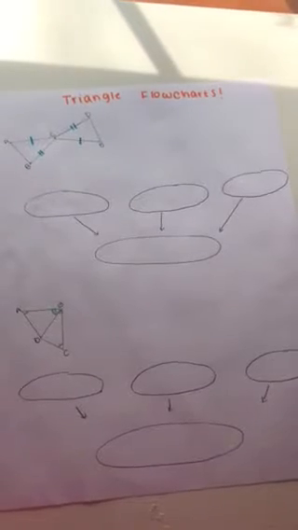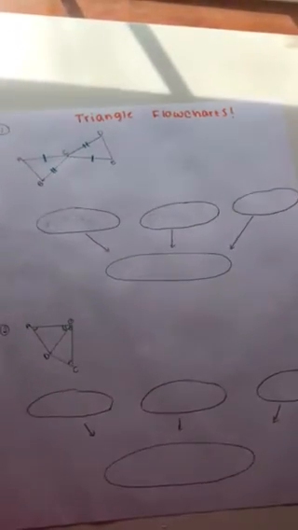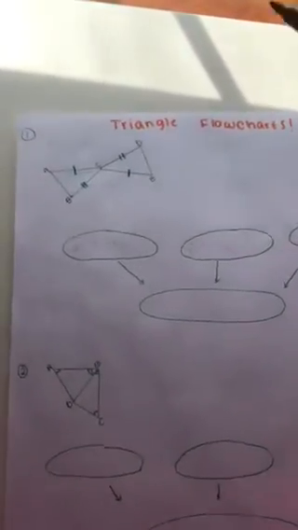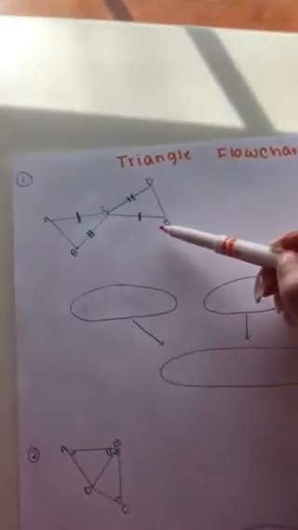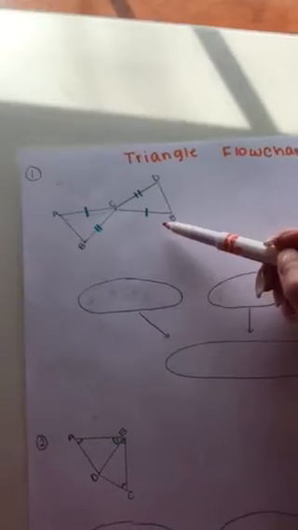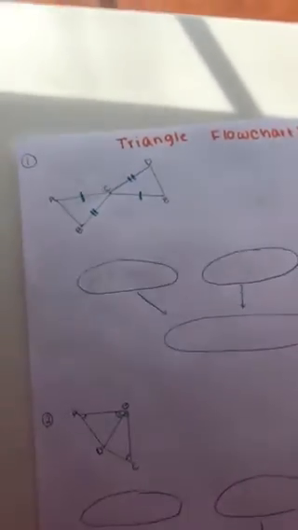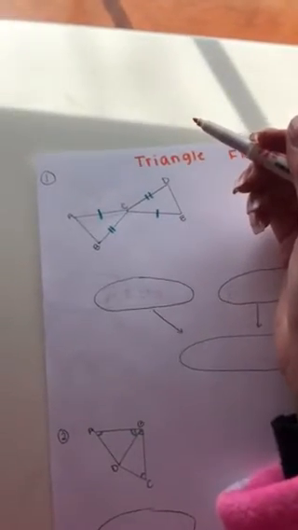In this video, we're going to be reviewing triangle flowcharts, which is something that we did a few weeks ago. So first, we need to look at these two triangles and determine whether or not they are congruent, and then we need to create this flowchart showing how we know that they're congruent.